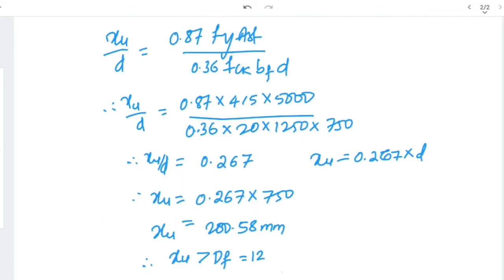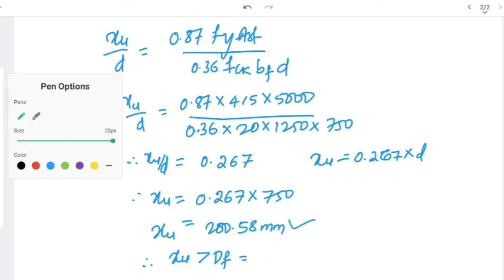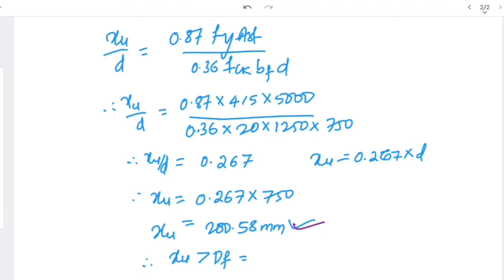So here, XU is 200 mm. Now XU is greater than DF. That means you must go through the second lane in the flow chart. Here XU is greater than DF. Now I will be comparing DF by D and DF by XU. Either you may get the third case or the fourth case.